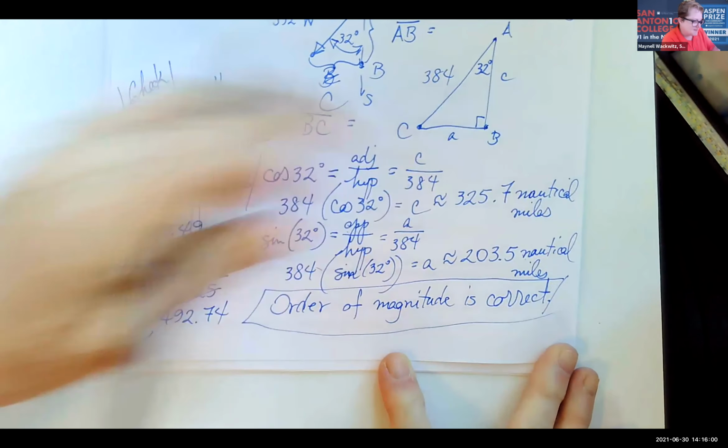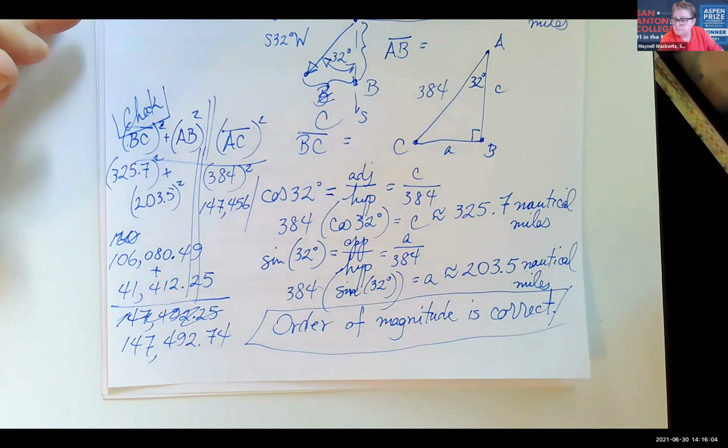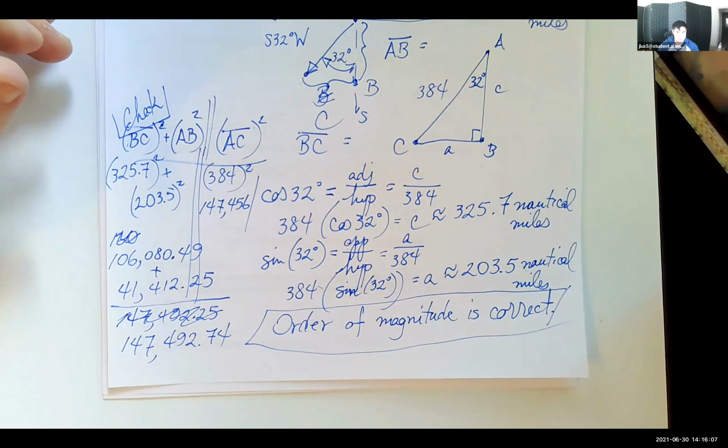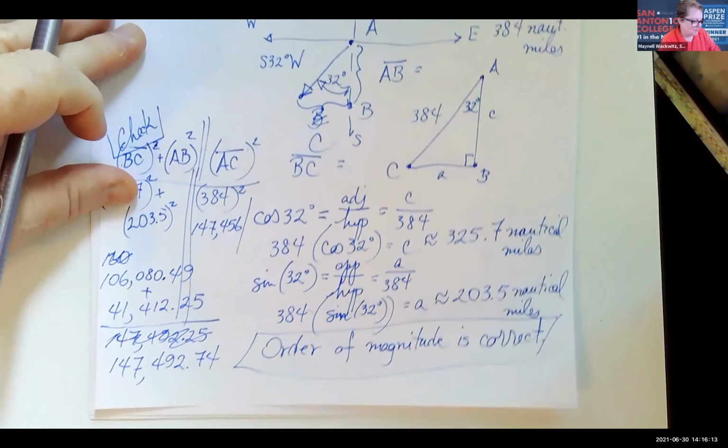Why didn't we get an exact answer, or a closer answer? Because we used sine and cosine, and we didn't round it. I mean, we rounded less. That's right. Yes. Very good.